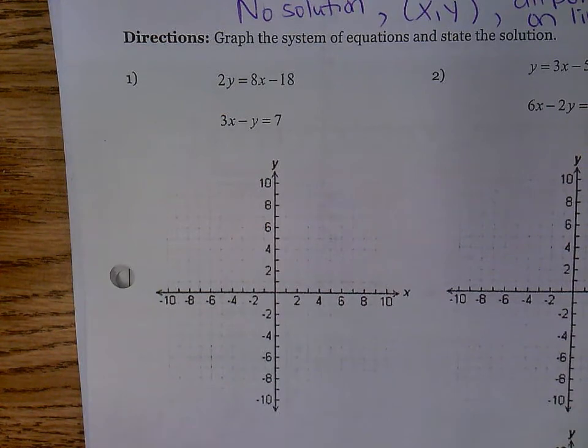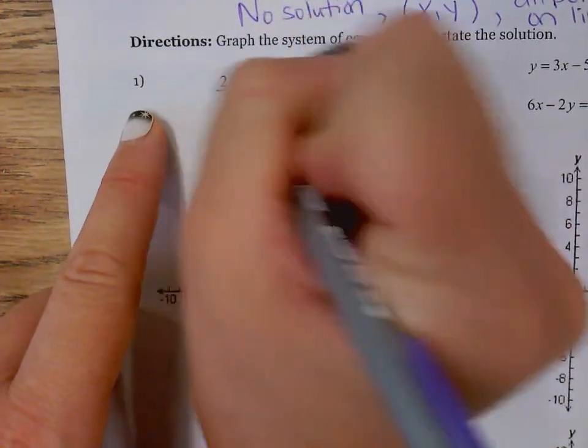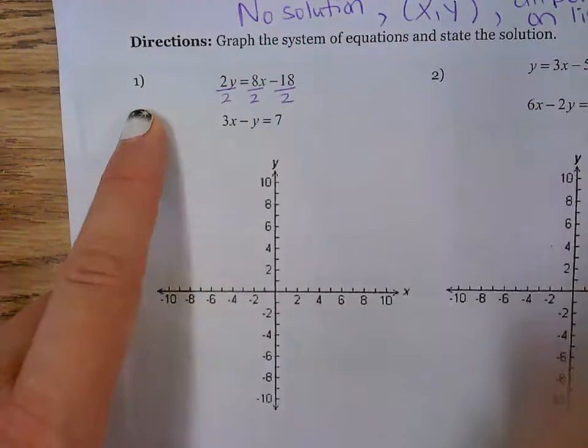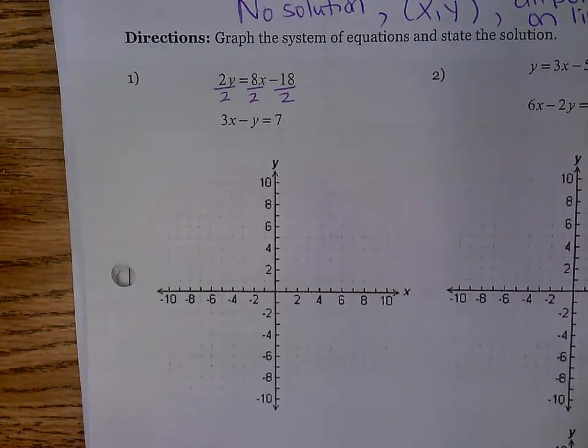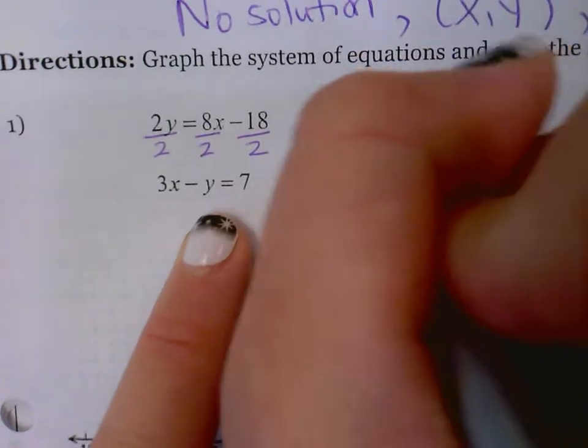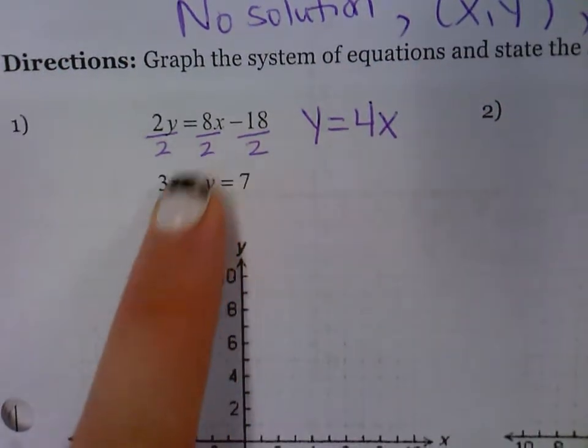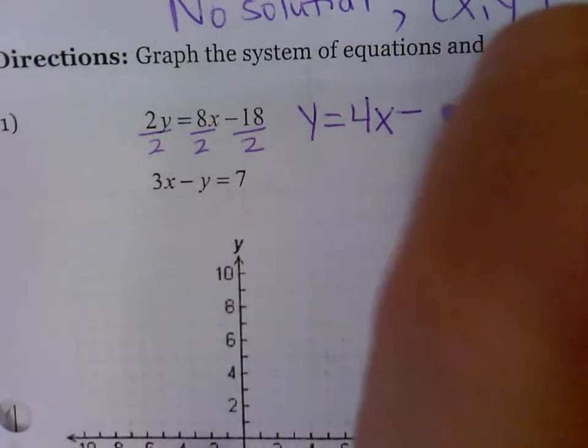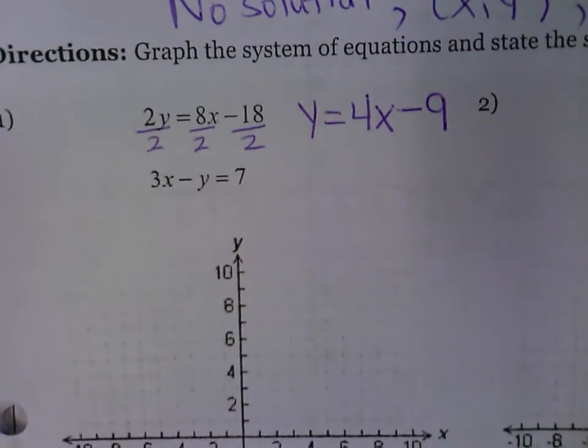Divide by 2. So I'm going to go through and divide this entire equation by 2, and I'm going to write it next to that equation. So I'll have y equals 4x, because 8 divided by 2, and then minus 9. So that's my first line that I'm going to graph. So let's go ahead and graph that line.